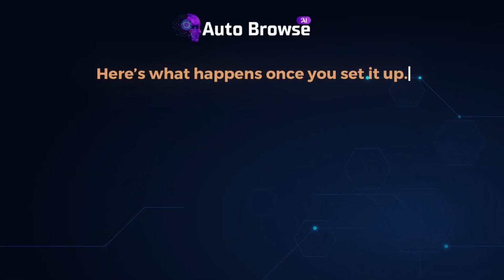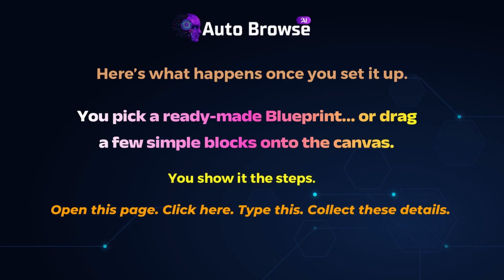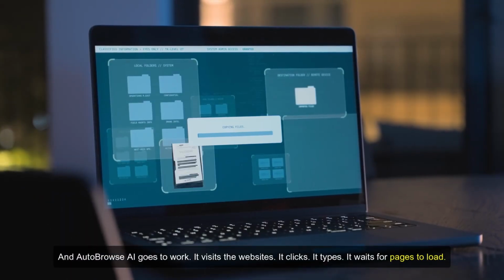Here's what happens once you set it up. You pick a ready-made blueprint or drag a few simple blocks onto the canvas. You show it the steps. Open this page. Click here. Type this. Collect these details. Then you hit run. And AutoBrowse AI goes to work.